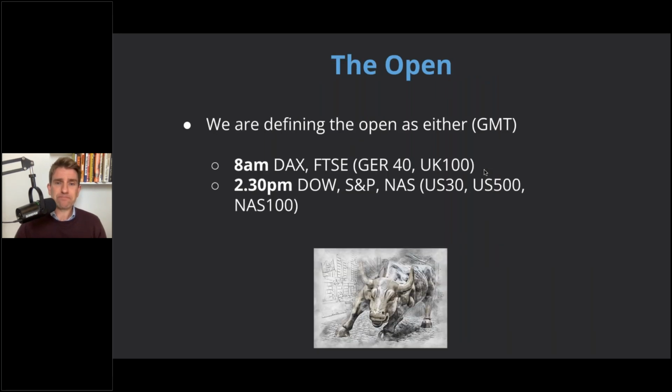All right, so I just want to define the open before we move on. We define the open here as 8 a.m. GMT, the DAX, or the FTSE if you're trading those instruments. That's the German 40 and UK 100 if you're navigating those on Pepperstone, CFD, or the spread bet product. 2:30 p.m. UK time is the US Open, and that's Dow, S&P, NASDAQ, any of those things. Maybe you can trade Russell, and those are US 30, US 500, NAS 100 accordingly.